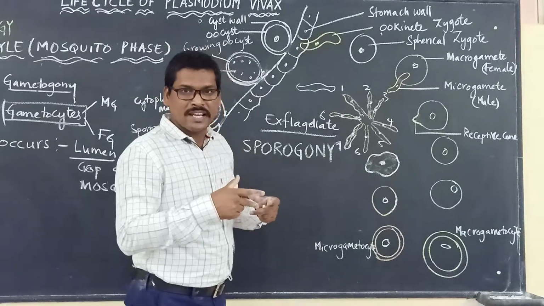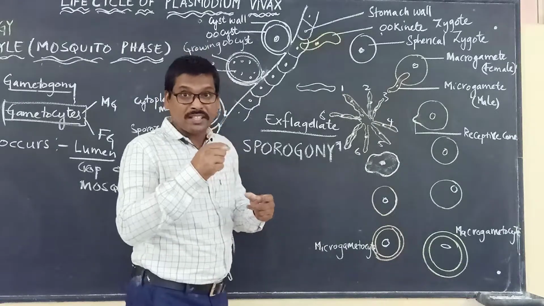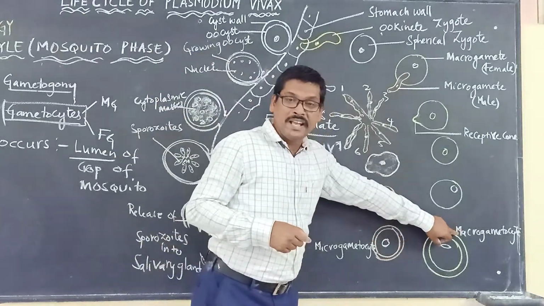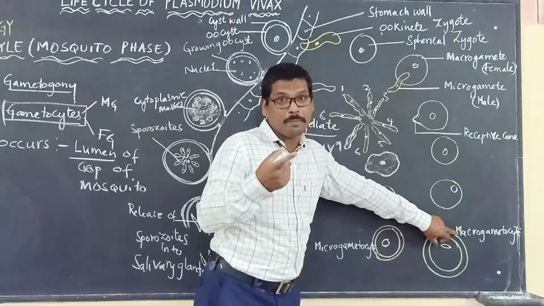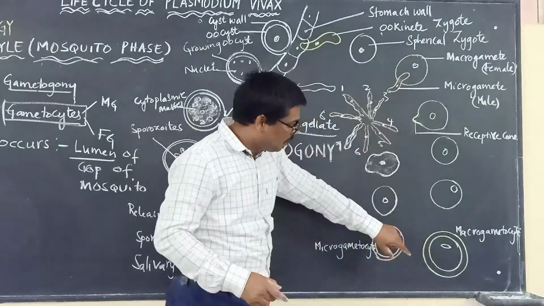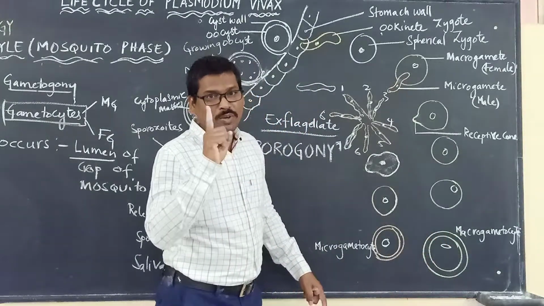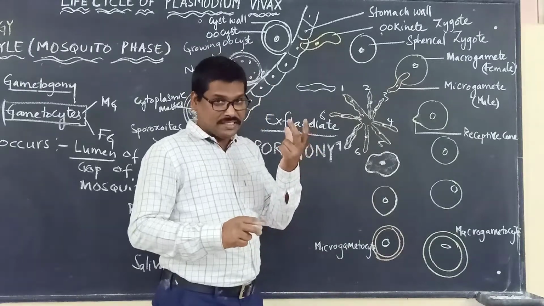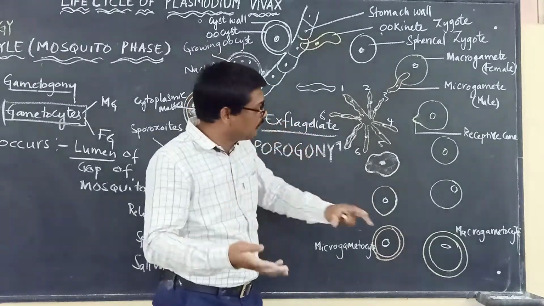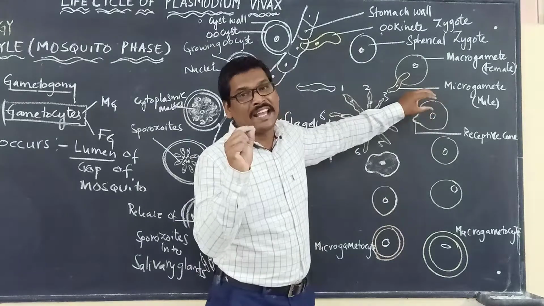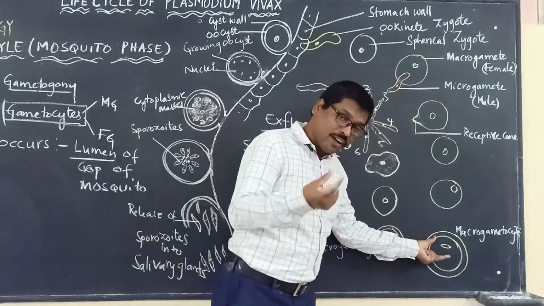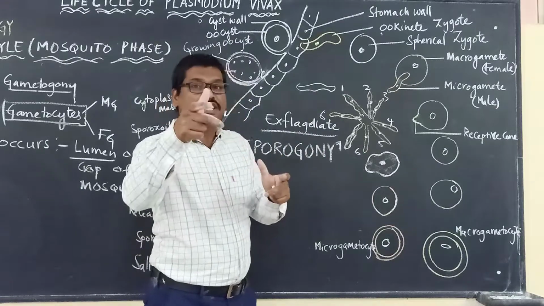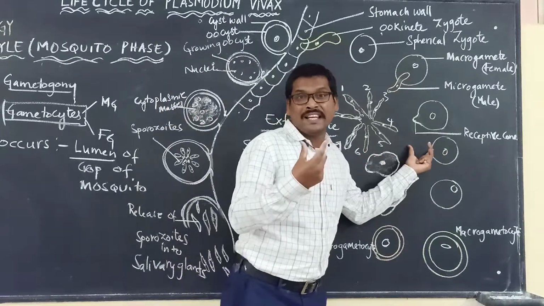Remember that this process is taking place in the lumen of the crop of a mosquito. Now the macrogametocyte, which will develop into the female gamete. One of the macrogametocytes, or female gametocytes, undergoes development and is transformed into a female gamete.